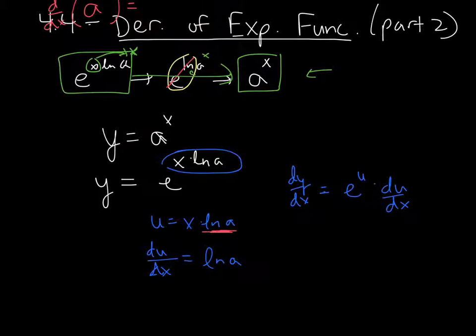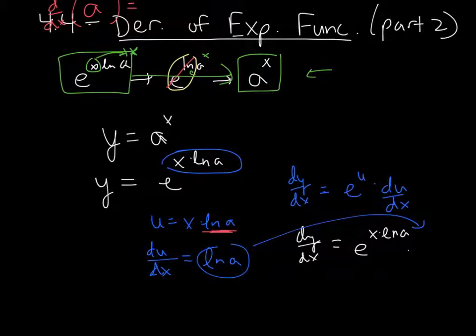So if I come over here and figure out what I have going on here, dy/dx equals e to the u times du/dx. E to the u is what I had for my function, e to the x natural log of a, times my du/dx, and this is where I'm going to put it in, right here, times the natural log of a. So that's not looking too bad, but I have one other thought.